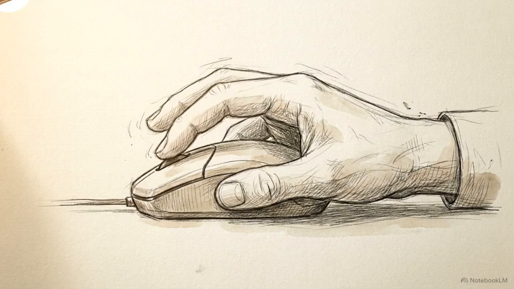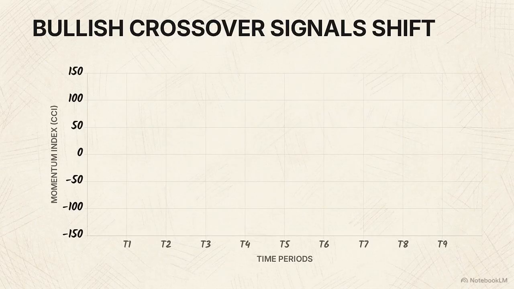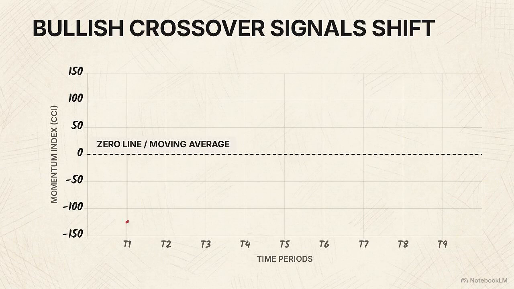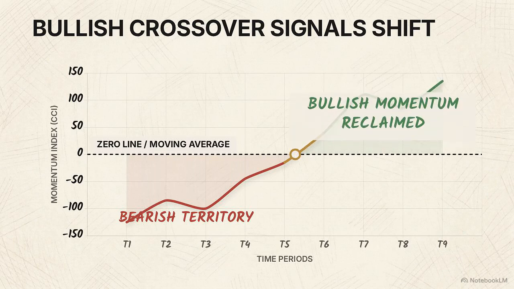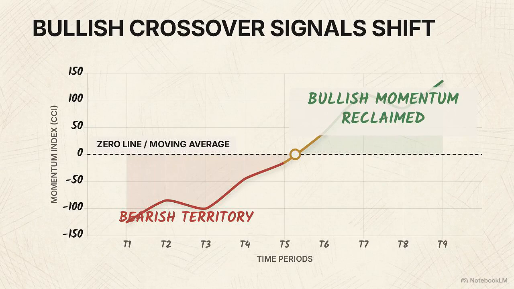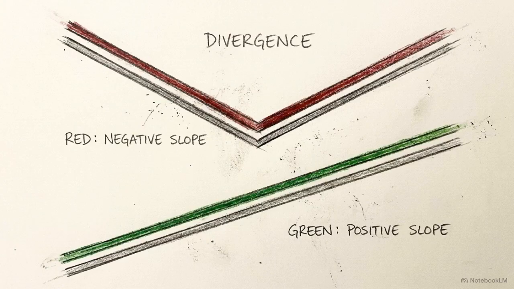Look at the center of the CCI panel to find the zero line. This represents the point where the current price matches its moving average. When the indicator crosses from negative territory back above zero, it signals that bullish momentum is reclaiming control of the average price. You can find higher probability entries by looking for divergence, moments where the direction of price and the direction of the CCI disagree.